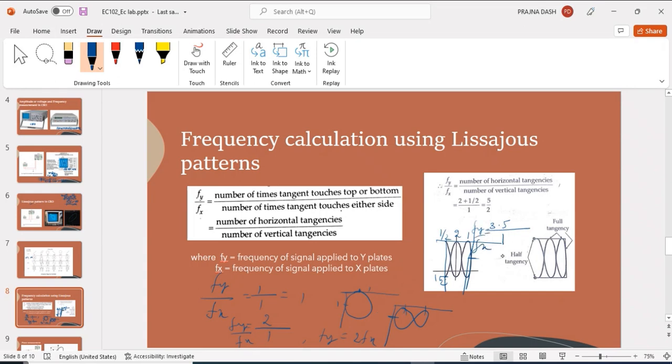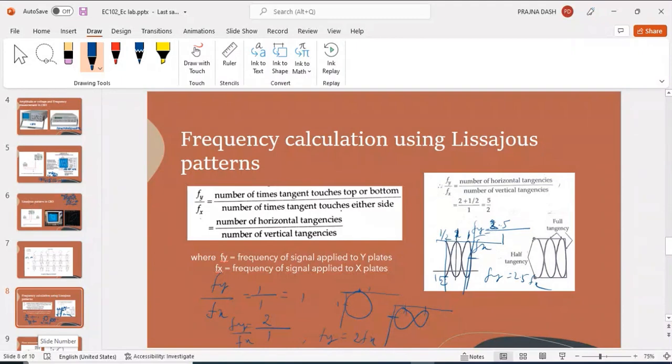Yes? Ma'am, 3.5 or 2.5? Sorry, 2.5. Yeah, right, it is 2.5. This is one tangency, this is one tangency, this is a half tangency. So 2.5 by 1. So your Fy is equal to 2.5 times Fx.